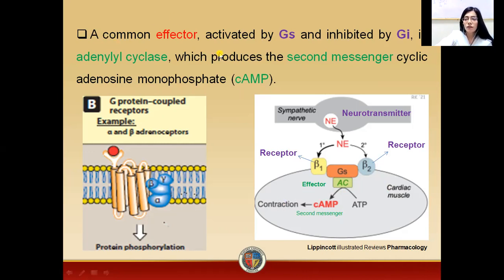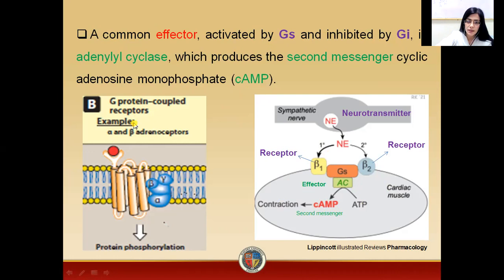Now, a common effector activated by GS and inhibited by GI is adenyl cyclase, which is an enzyme that produces a second messenger, and this second messenger is cyclic AMP, that is cyclic adenosine monophosphate, which is formed from ATP, that is adenosine triphosphate.